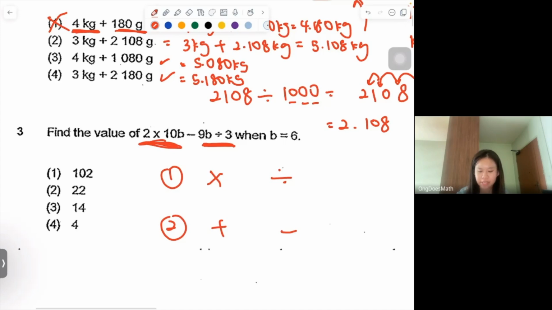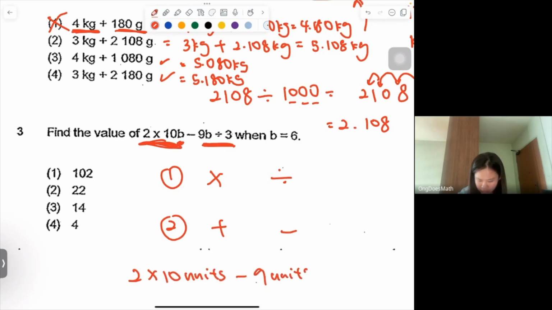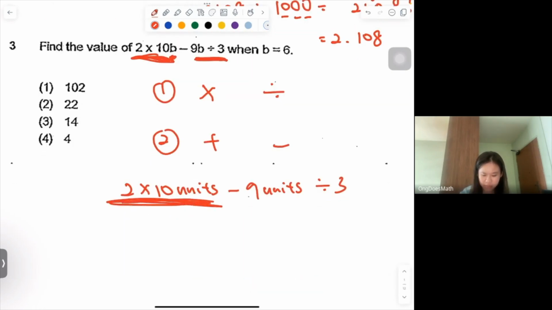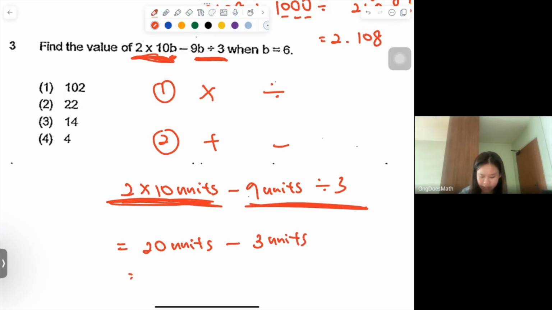So one trick is that you can always treat the letters as units. So just treat it as 2 times 10 units minus 9 units divided by 3. So what is 2 times 10 units? Means you got 20 units, right? What is 9 units divided by 3? Means you are left with 3 units. So in the end, you get 17 units.